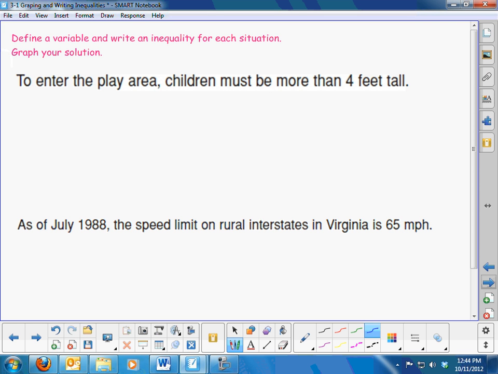To enter the play area, children must be more than 4 feet tall. Children is my variable. Or really it's their height, okay? Their height has to be more than 4 feet. So what inequality do I use to represent more than 4 feet? Greater than 4. Can it be greater than or equal to? Can the child be exactly 4 feet? Can they be equal to 4 feet? Nope. They have to be more than 4 feet. So I just want to simply say C is greater than 4. Now you guys go ahead and draw a number line and graph that for us. All right, once you finish graphing it, let's look at the next one.